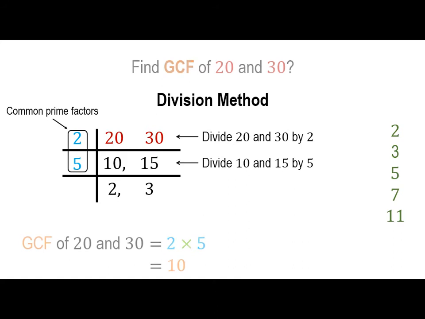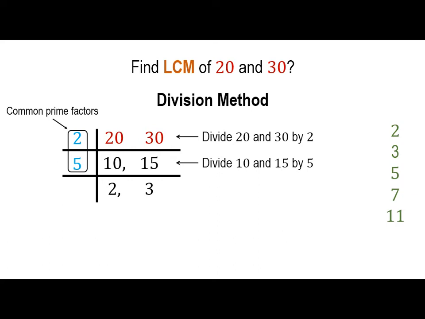And if you know how to find GCF, you can simply find the LCM of those numbers, like finding the LCM of 20 and 30 by the division method. So first, you need to follow the same steps that you follow for finding GCF, like here. So you have got the common prime factors. Now you just need to do nothing, just the last step is different.